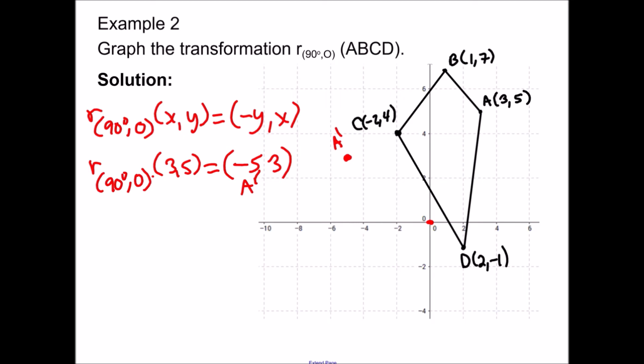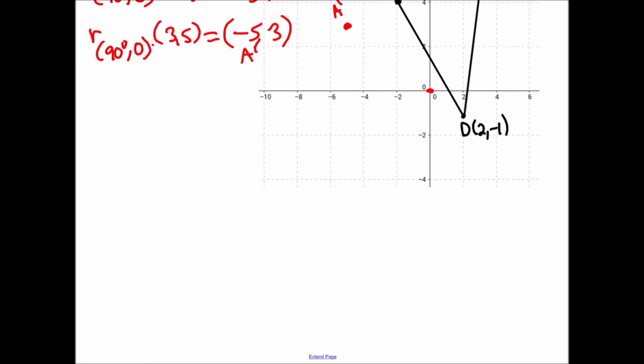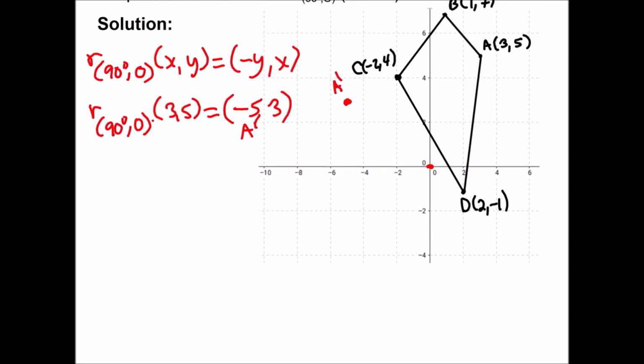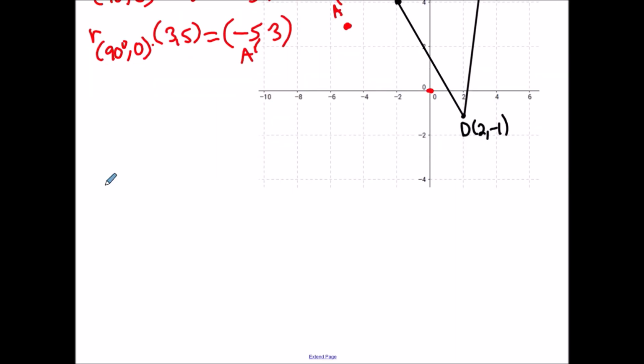That'll be a prime. And just in case, just so we have enough room, I'm going to continue this over here. So let's do the coordinates for B. B is (1, 7). And we'll show you the arrow notation here, so that way you can get used to the arrow notation as well.